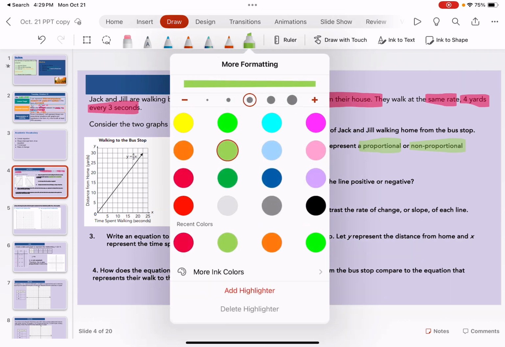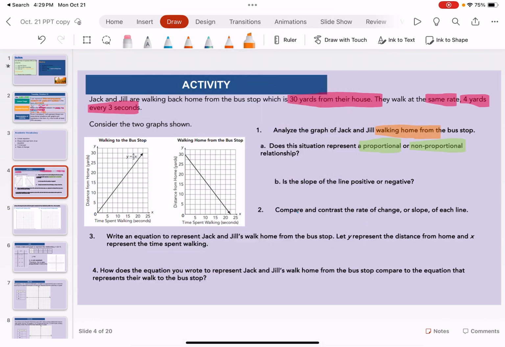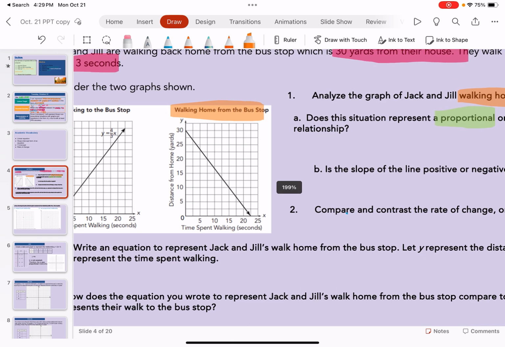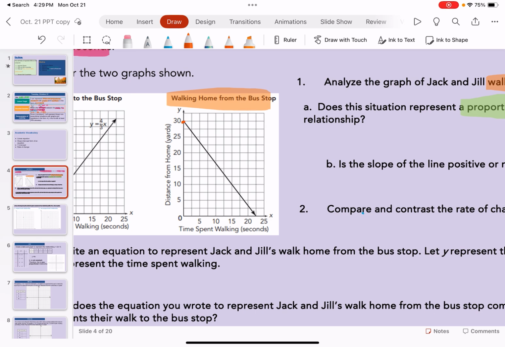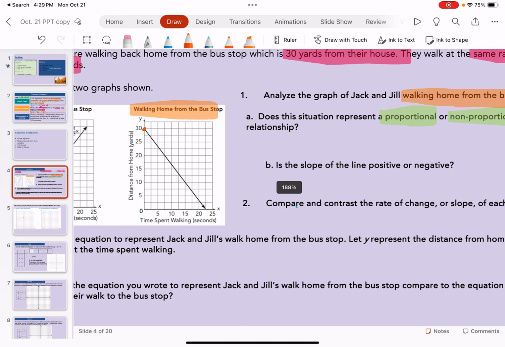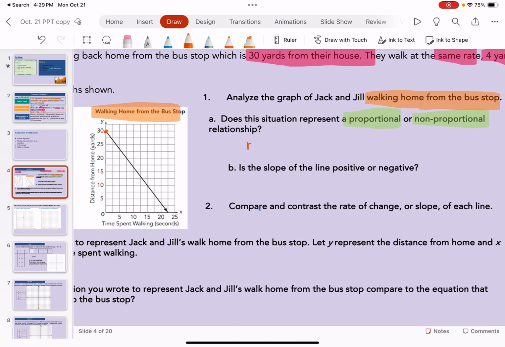This situation is specifically talking about walking home from the bus stop, so I know that I'm looking at this right graph. I'm going to zoom in a little bit. I can see that it does not go through the origin. It goes through 30, right? So our y-intercept is 30. That means that this is a non-proportional relationship.